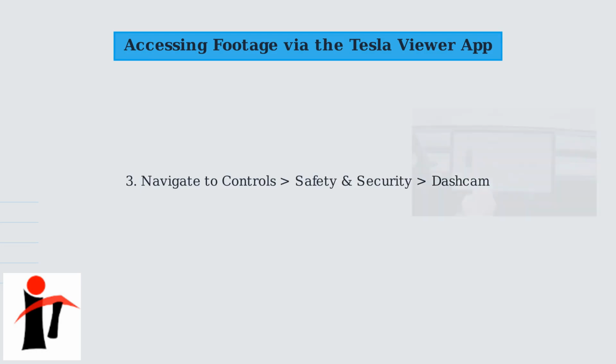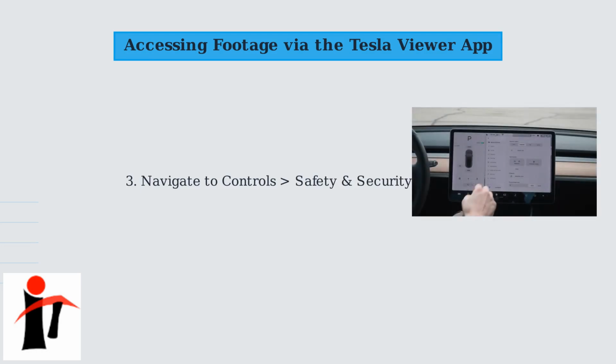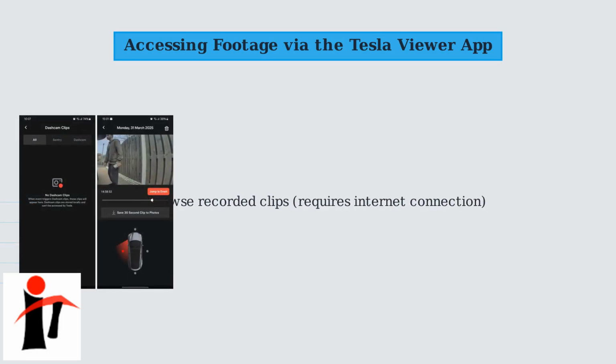Navigate to the Controls section, then go to Safety and Security, and finally select Dashcam. This is where all your recorded footage is organized. In the Dashcam section, you can browse all recorded clips. Videos are streamed directly from the car's internal storage, so you'll need a stable internet connection for smooth viewing.